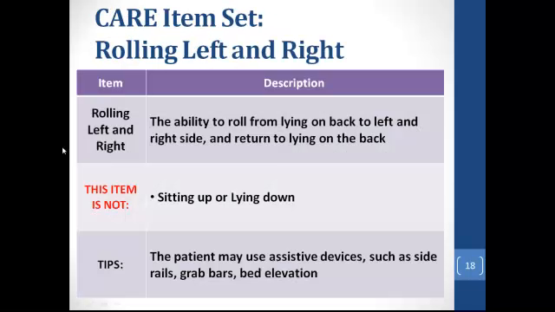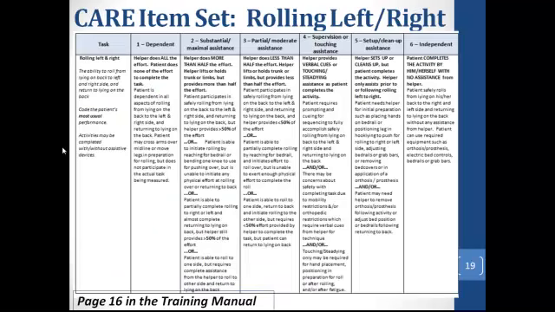The next item is rolling left and right. It is defined as the ability to roll from lying on the back to the left and the right side and then return to lying on the back. This item is not about sitting up or lying back down. A few tips again. With this item, the patient may use assisted devices. The rating scale for rolling left and right is on page 16 of your training manual.